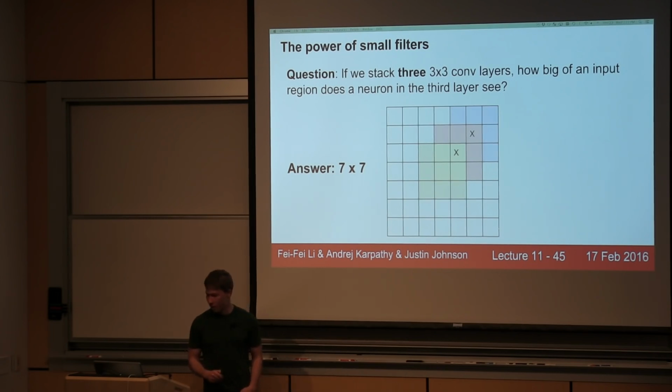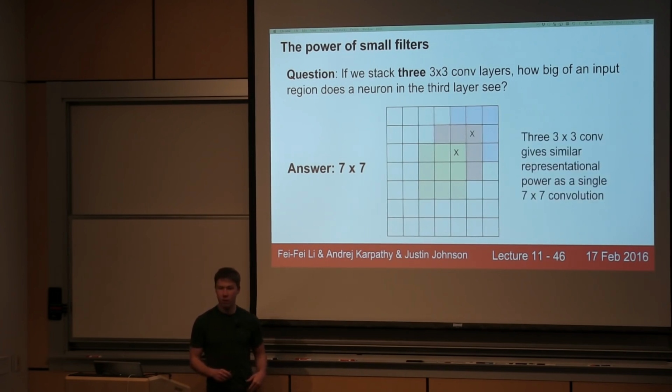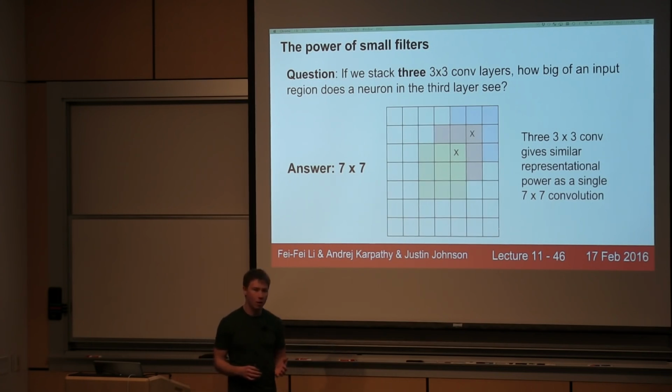So the point here to make is that three 3x3 convolutions actually give you a very similar representational power, is my claim, to a single 7x7 convolution. You might debate the exact semantics of this, and you could try to prove theorems about it. But just from an intuitive sense, three 3x3 convolutions can represent similar types of functions as a 7x7 convolution, since it's looking at the same input region in the input.